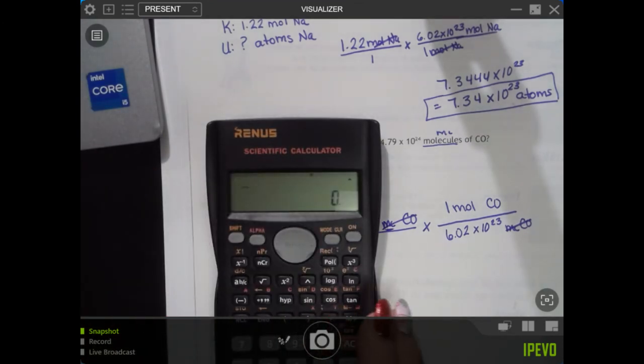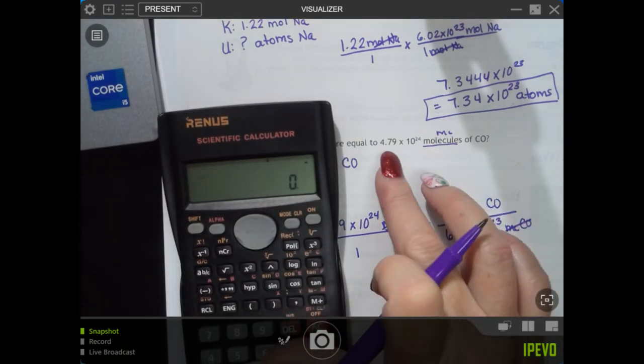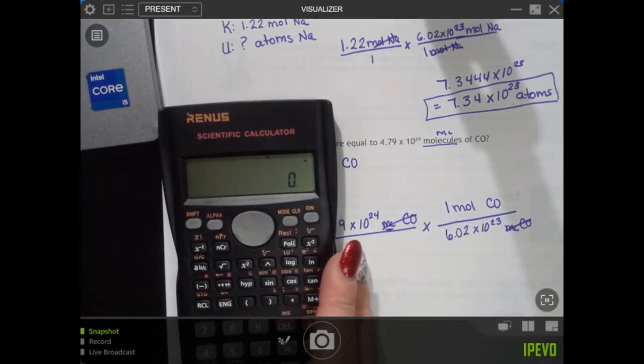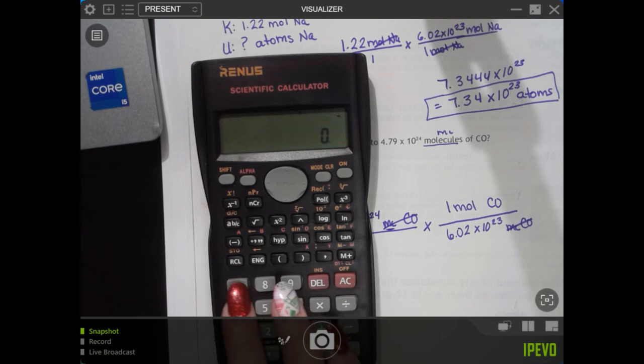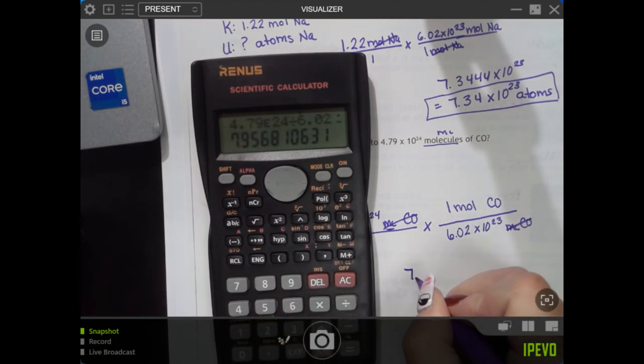This is where we have to think about how this gets plugged into our calculator. We're going to take 4.79 times 10 to the 24th, and we've got to divide it by 6.02 times 10 to the 23rd. So here's what you do. I have an exponent key. Some of you have a second comma if you've got the TI calculators. But 4.79, I do exponent 24 divided by 6.02 exponent 23.